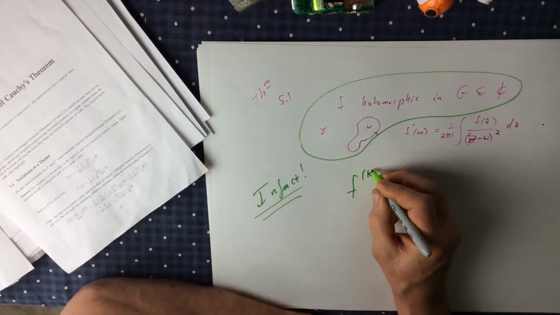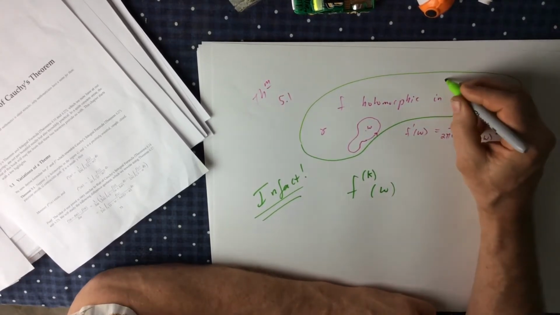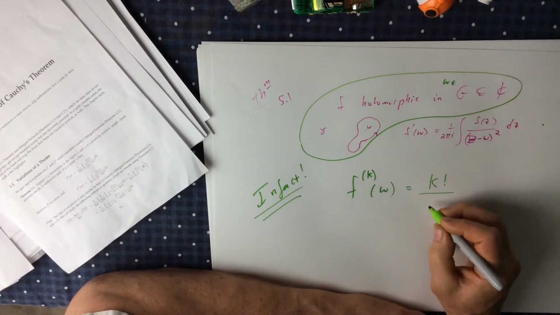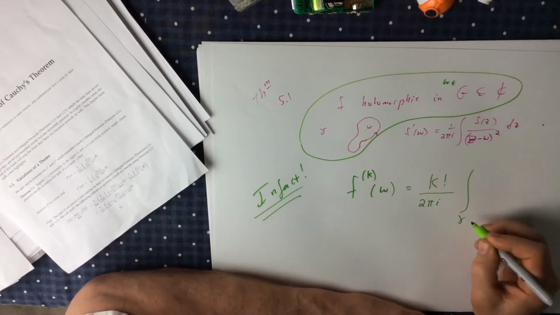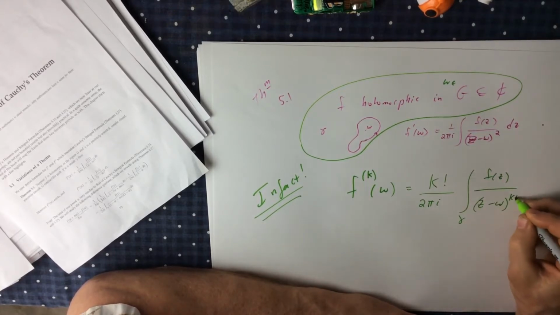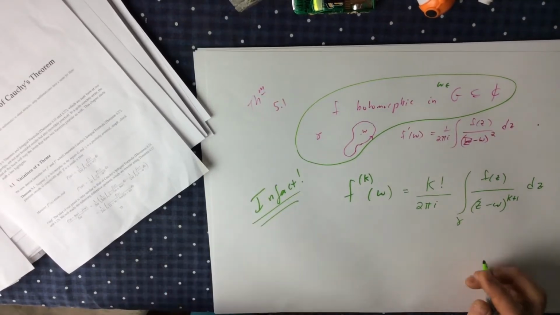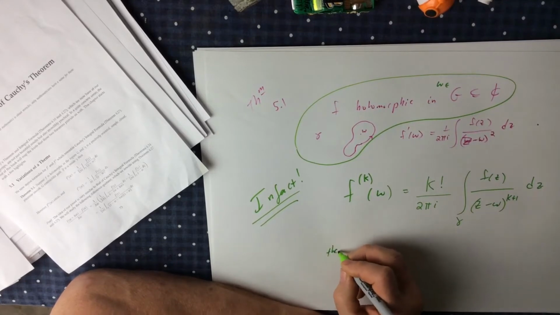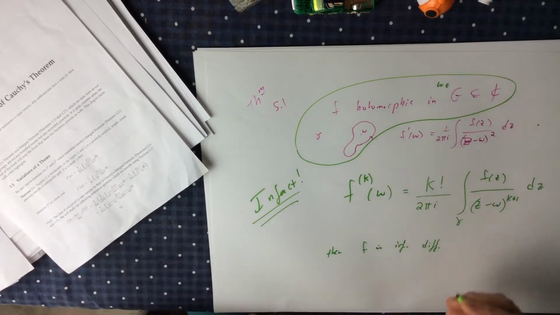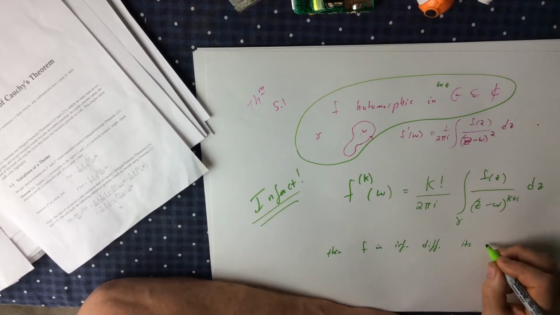It turns out that you can take any derivative of a holomorphic function at a point w inside of G, that its value is k factorial over 2 pi i, the integral over gamma of f of z over z minus w to the k plus 1 dz. Now, this has some serious implications. It simply says then f is infinitely differentiable. It also says that its partials and all of its higher orders are continuous.